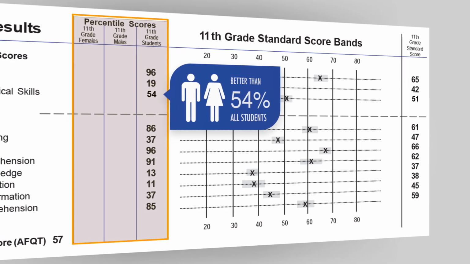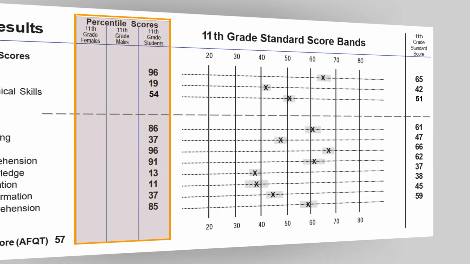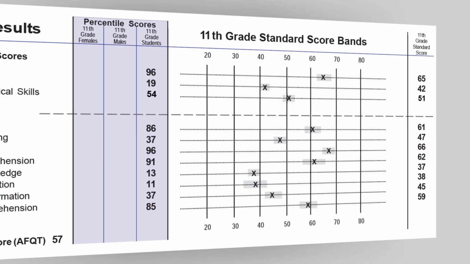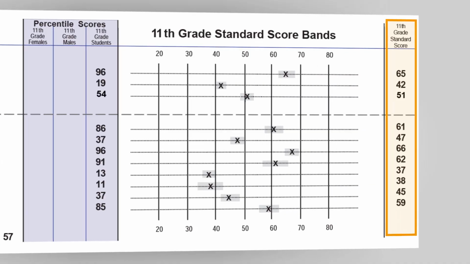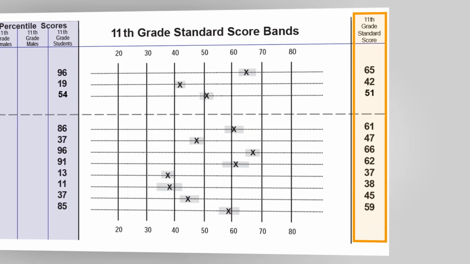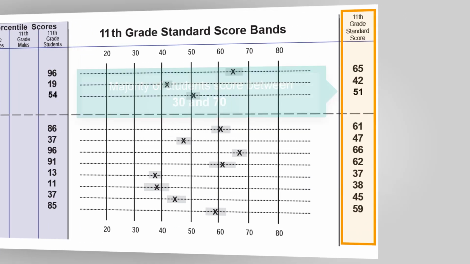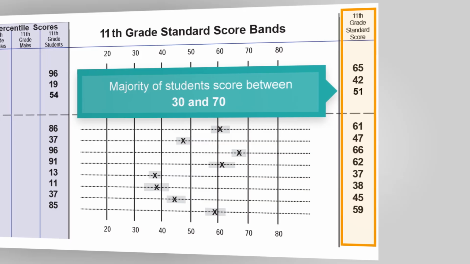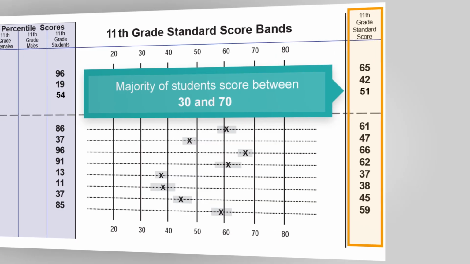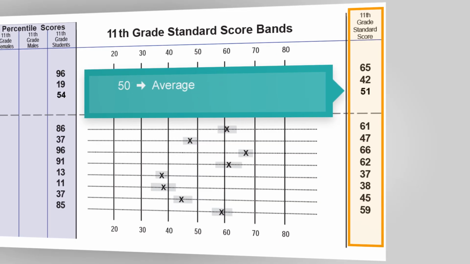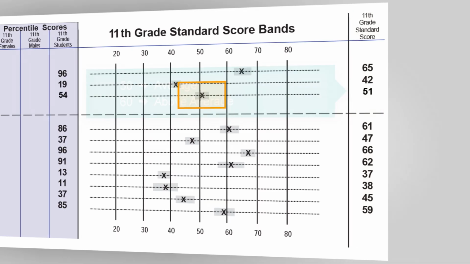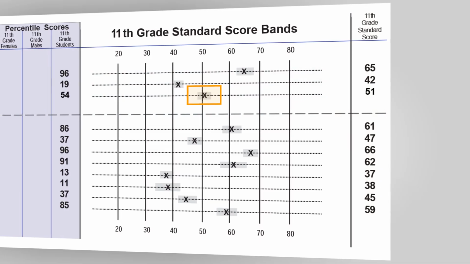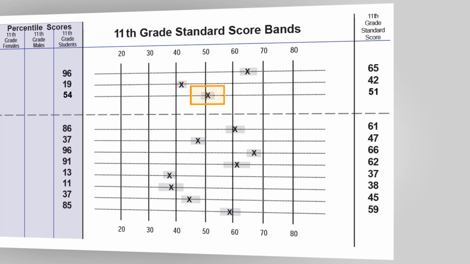Now let's look at the standard scores. Standard scores can be confusing. Standard scores are not like what you're used to seeing on a test, where the scores range from 1 to 100. On the ASVAB test, the majority of students score between 30 and 70. This means that a standard score of 50 is an average score, and a score of 60 would be an above average score. You'll notice gray score bands around each score. These bands show the range that scores would probably fall in if you took the test again.